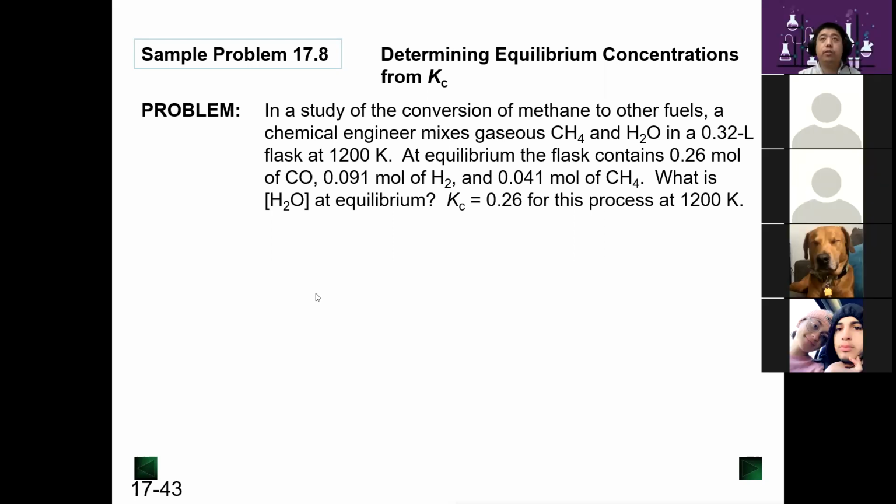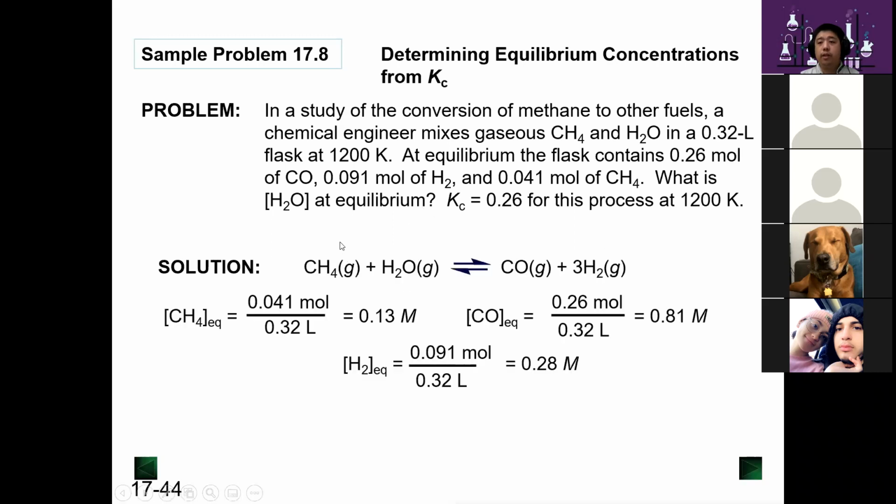Okay, by now you should have realized that you don't actually need a full ice table for this one, because it's not telling you what your initial values are. It's telling you what it is at equilibrium. So let's go and take a look. Good news here. None of these are at initial value. They are all at equilibrium already. So we have that information, okay?